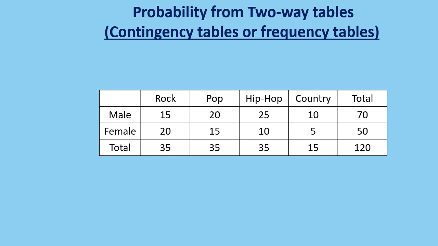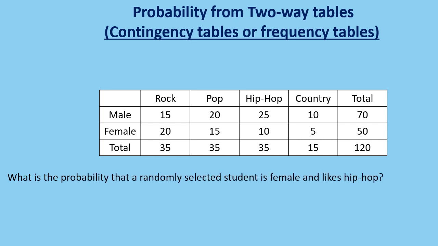Let's check out how to calculate probability using the two-way table. What is the probability that a randomly selected student is female and likes hip-hop? We can find this by dividing the number of female students who like hip-hop by the total number of students in our sample. 10 divided by 120 equals 0.083 or 8.3%.